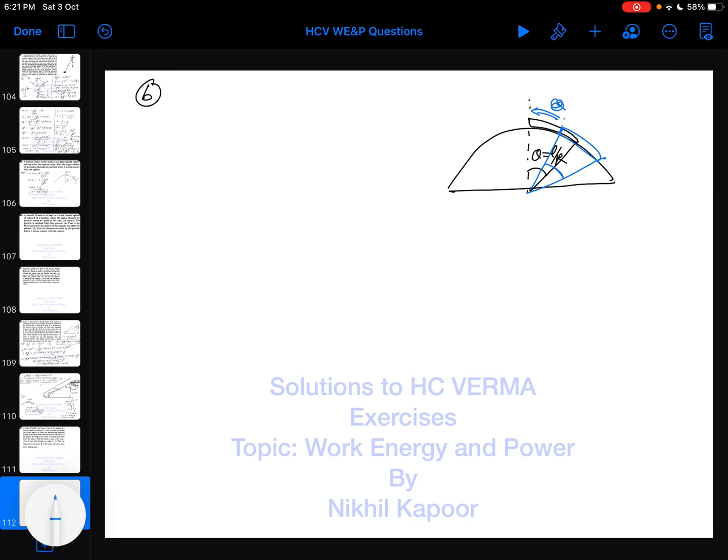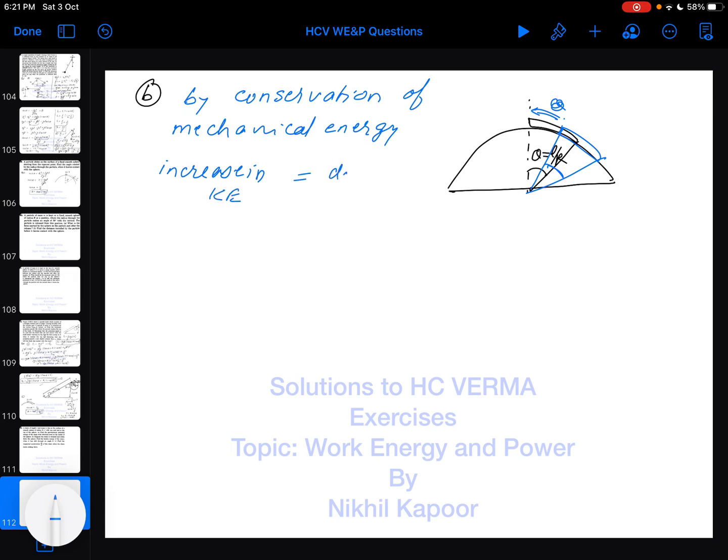Okay, so this angle is again L by R. Now this is theta plus L by R. Oh, we know that by conservation of mechanical energy, I can say the increase in kinetic energy of the chain is equal to the decrease in potential energy of the chain.